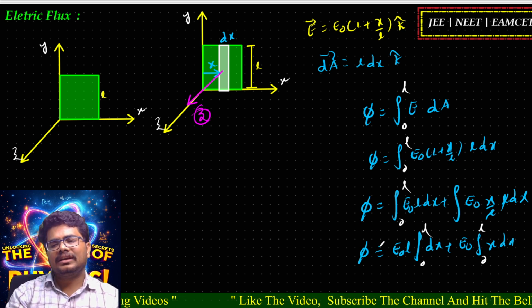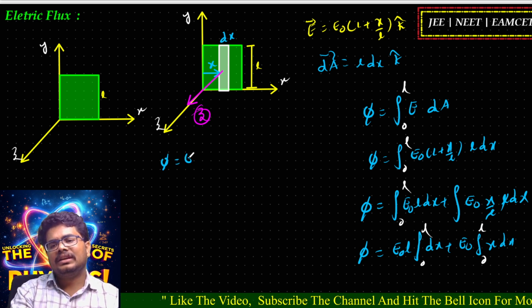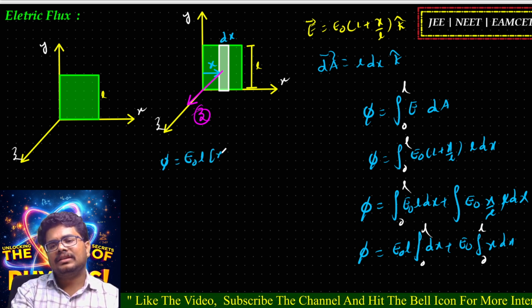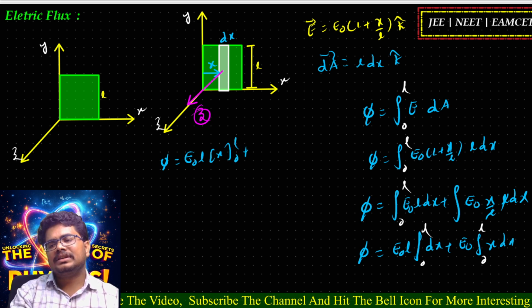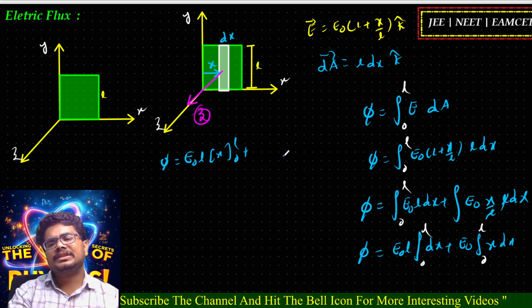Then what will happen? Check, nana. Integral dx is going to be x. Flux equals, what can you write, nana? E naught L into x, limits from 0 to L, plus integral x dx, which is basic integration only, nana. X dx will become what? X square by 2, sir.